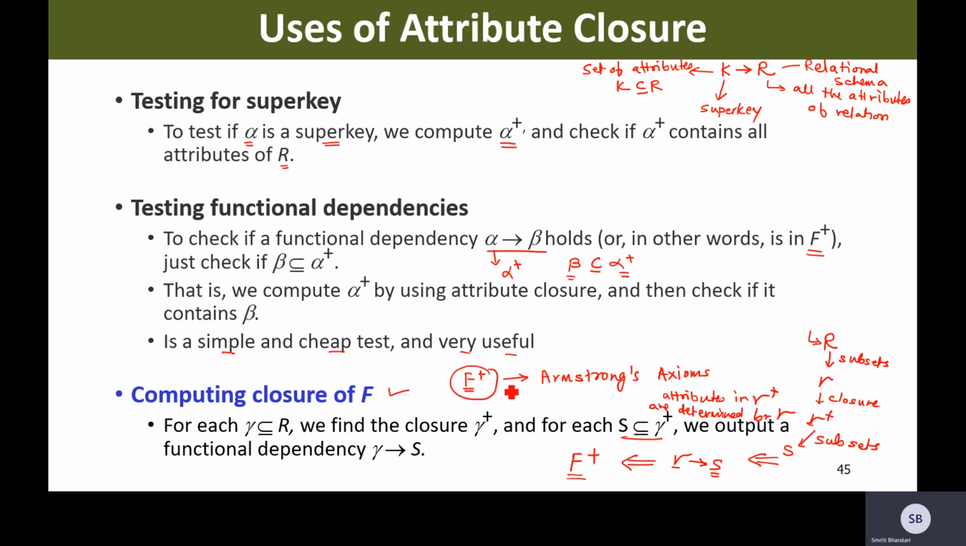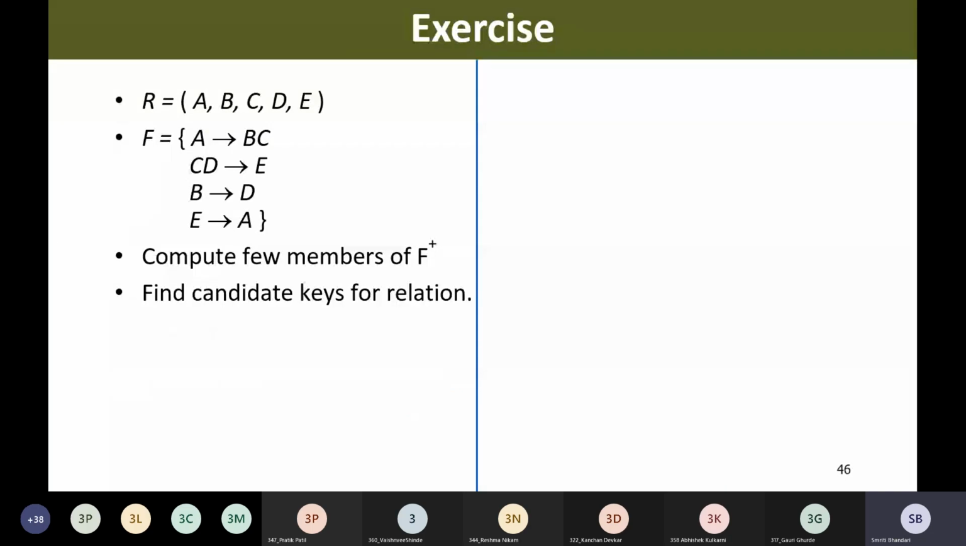So these three are the important uses of attribute closure: testing for super key, testing functional dependencies, and computing the closure of F. I hope you have understood all those uses of attribute closure. Attribute closure is widely used for several tasks, so we are going to see a few exercises making use of it. Fine, so let's proceed. Exercise.